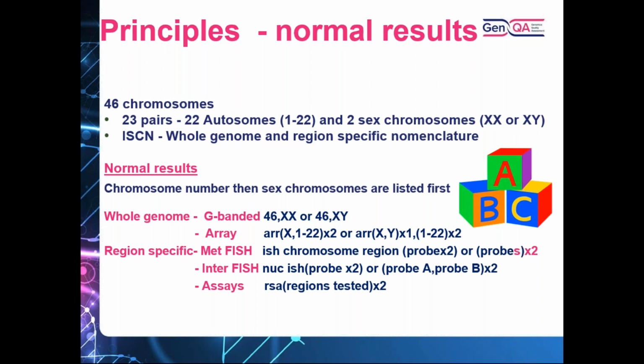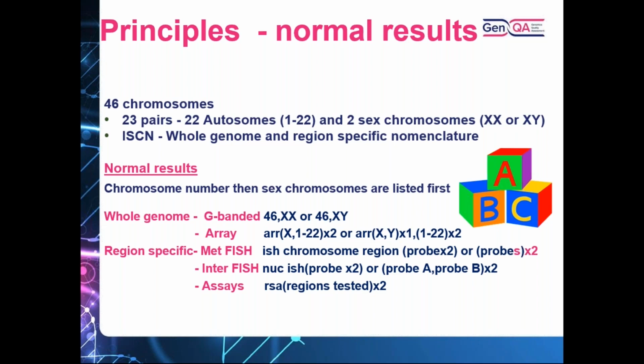But for a male, because you've only got 1 copy of each, you have to take that out of the brackets because it's not the same as the autosomes where there's 2 copies. And so you have the X and Y in brackets times 1, a comma, and then the autosomes 1 to 22 in brackets times 2. For the region-specific ISCN, you're only talking about a specific region, and so it's slightly less complicated in some ways.